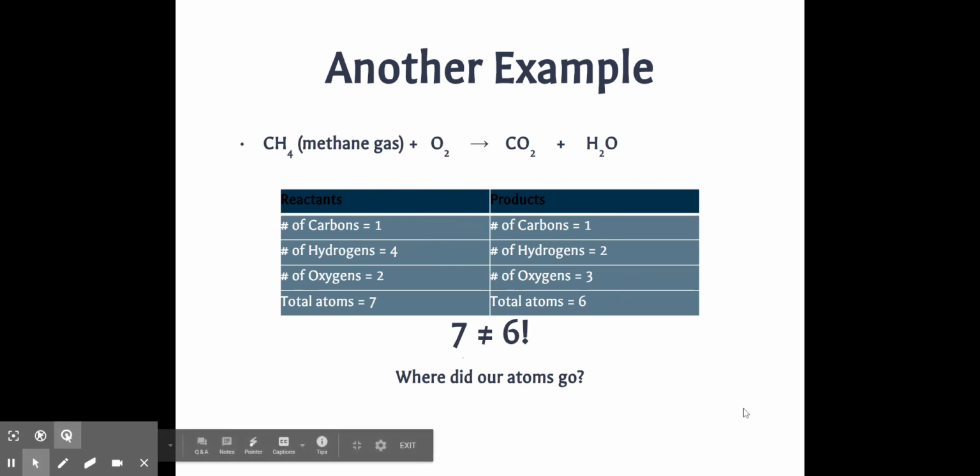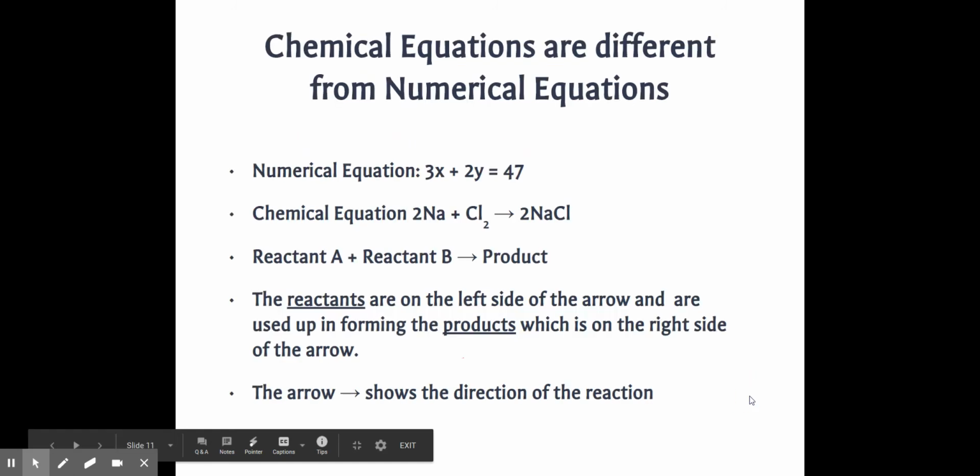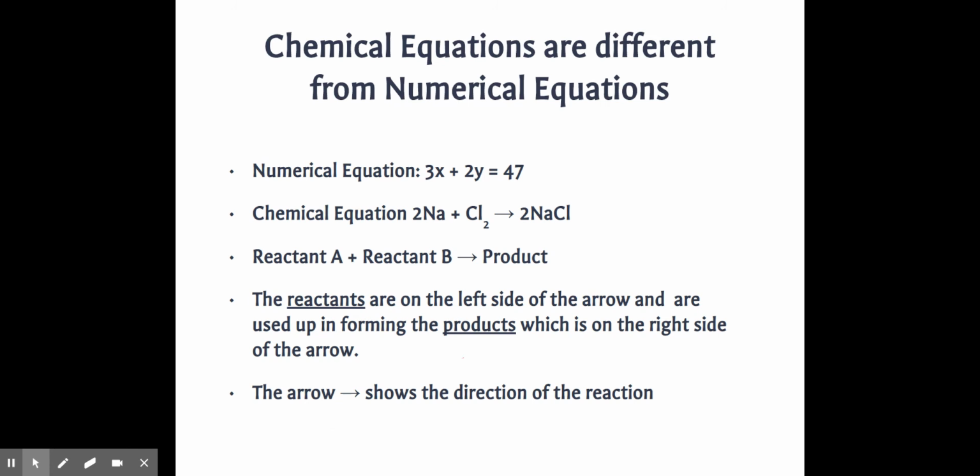Let's move on to the next slide. The next slide shows you that you can make it into an algebraic equation, where you have 3x plus 2y equals this. You can still do that where reactant A plus reactant B equals the product. Reactants are on the left-hand side, products are on the right-hand side, and then the arrow shows you when we make that change.